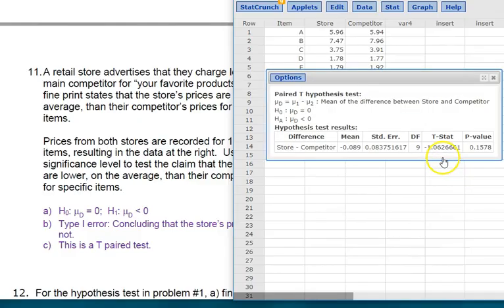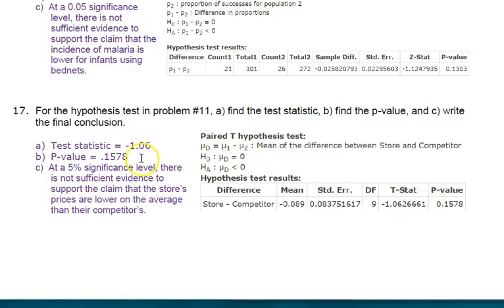There are my results. My test statistic is negative 1.06. My p-value is 0.1578. So at a 5% significance level, that's the same as 0.05, my p-value is much bigger than my significance level. That means I have negative results. There's not sufficient evidence to support the claim that the store's prices are lower on the average than their competitors.